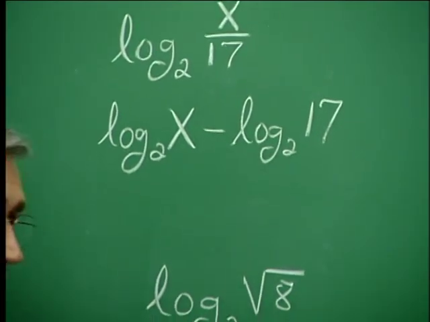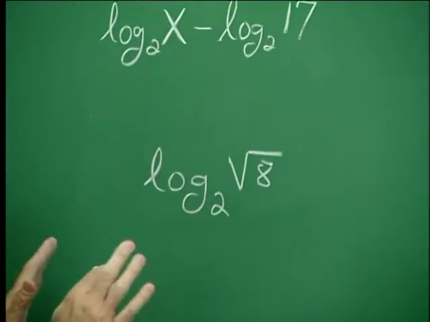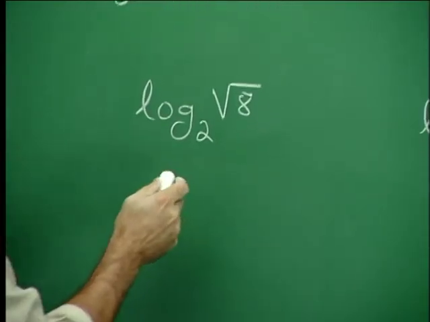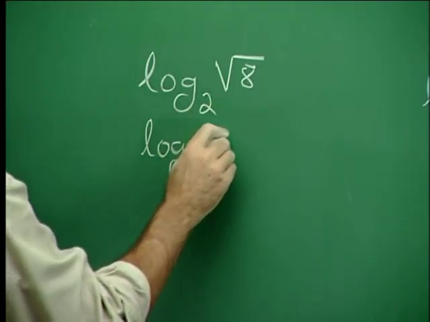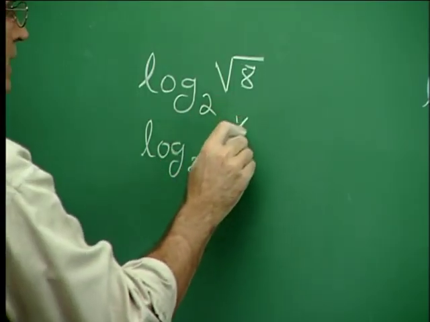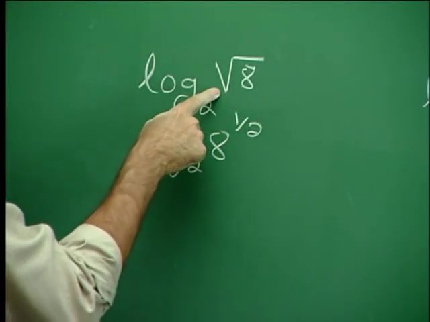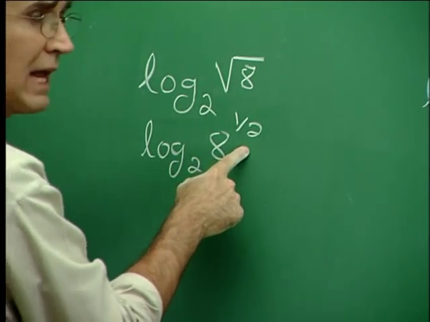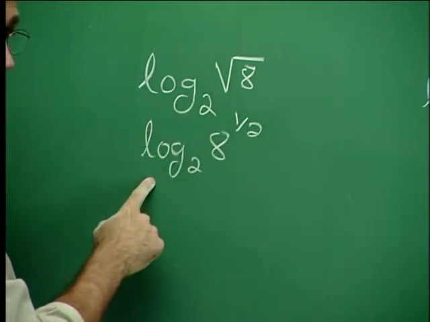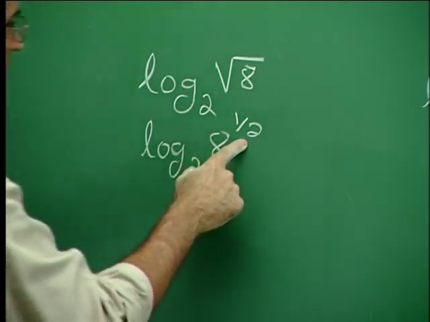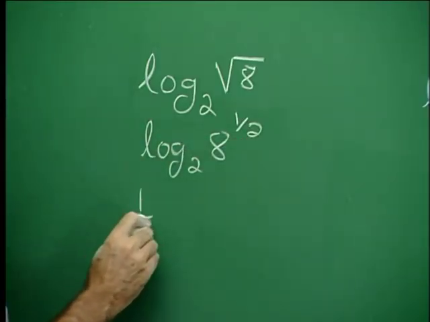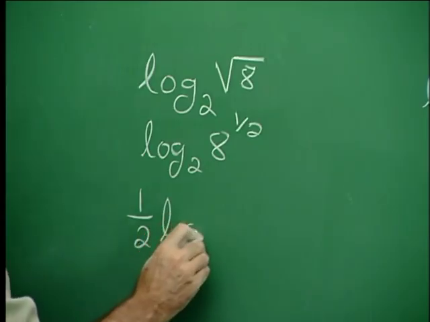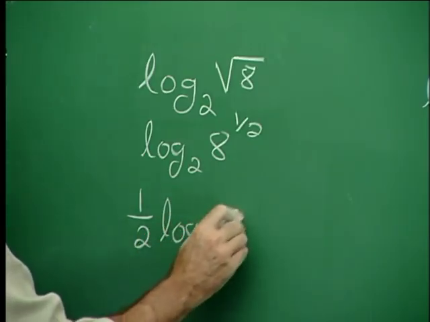In this one, we can approach this problem in a couple of different ways. But one way, and I think the simple way to understand it, is like this: log base 2 of 8 to the 1/2 power. Now I'm just taking the radical and writing it as a fractional exponent. And that allows me to use the power property. Remember, I can take this exponent and write it over here as a coefficient. So this becomes 1/2 log base 2 of 8.